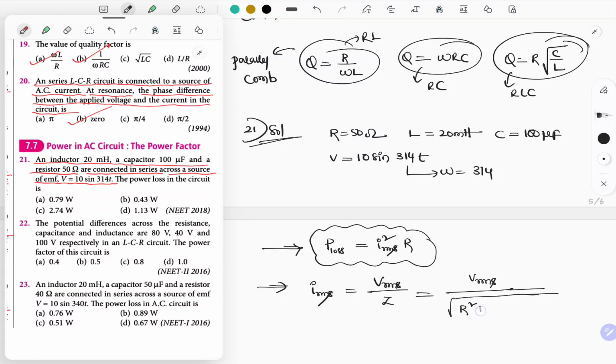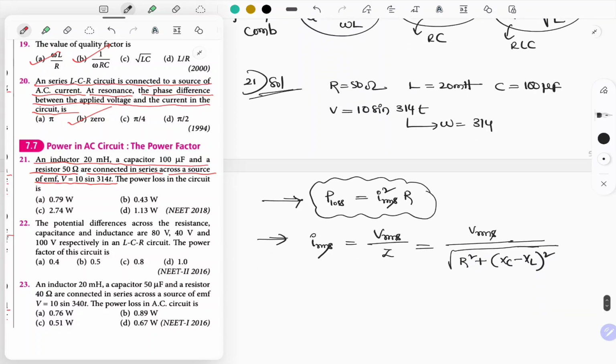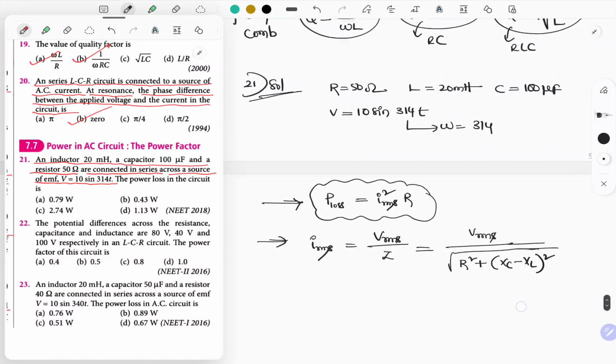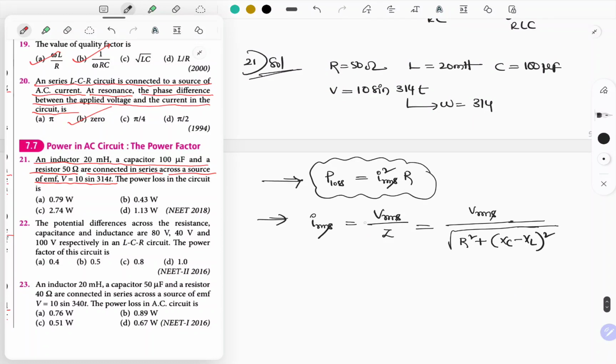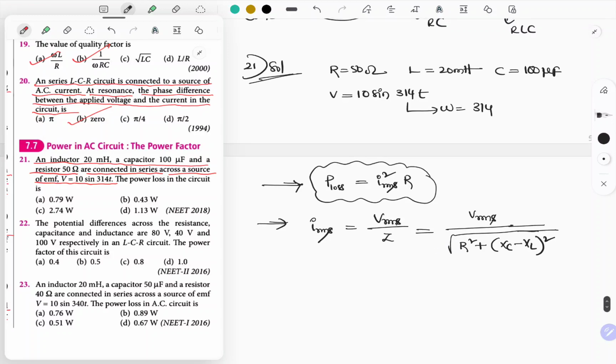The formula for Z is root of R square plus XC minus XL whole square, or XL minus XC whole square. Whatever, you are going to get the value as positive only, right? So it does not matter here. If they specifically mention inductive reactance is greater than capacitive reactance, you can write XL minus XC. If capacitive reactance is greater than inductive reactance, then you can write XC minus XL. It depends. But as it is whole square, it's going to be completely positive, so it doesn't affect much.